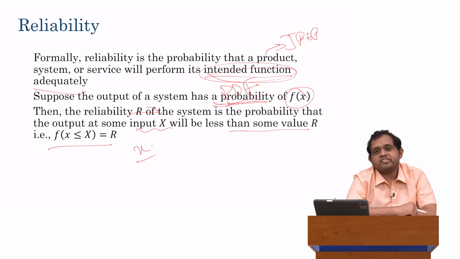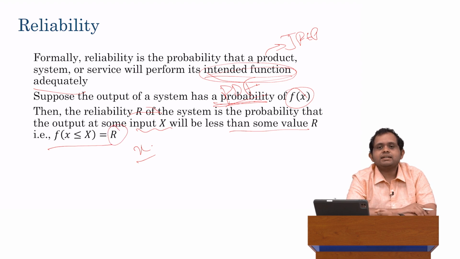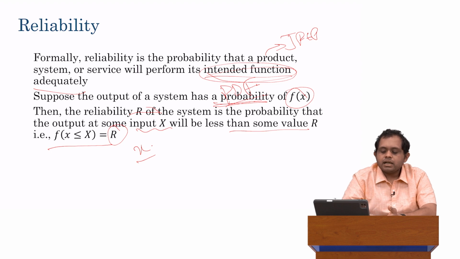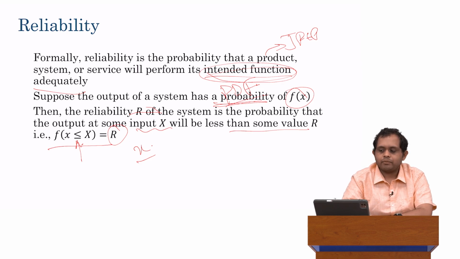Or it could be 50%. Half the time it turns on, half the time it does not. This number, 5%, 50%, 70, 80, whatever the number is, this number is what we call reliability. The probability that the system will perform adequately to whatever extent I want it to perform is called reliability. And mathematically, it is the probability that, given an input x, the output f of x less than or equal to x is called the reliability.